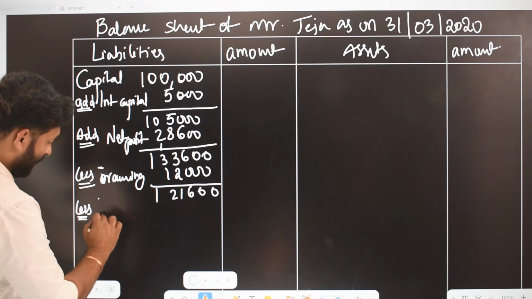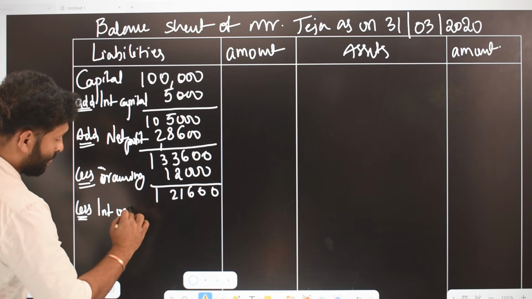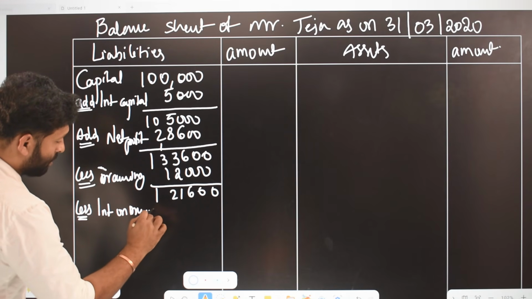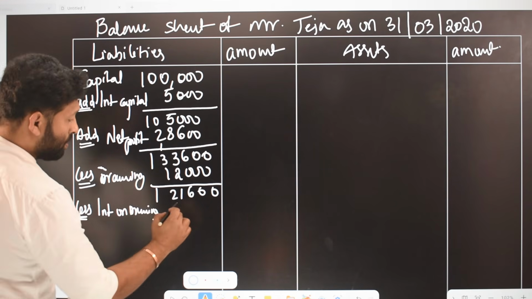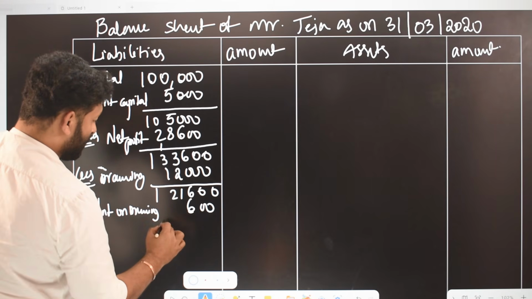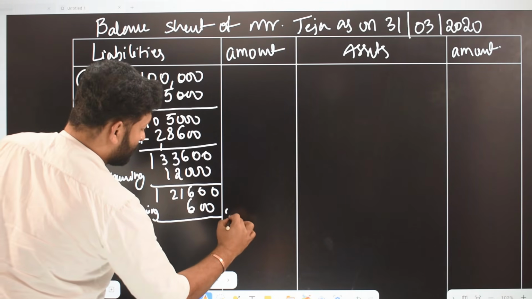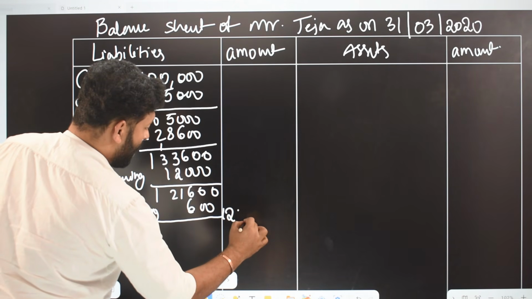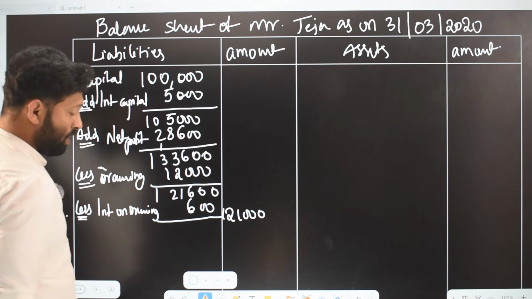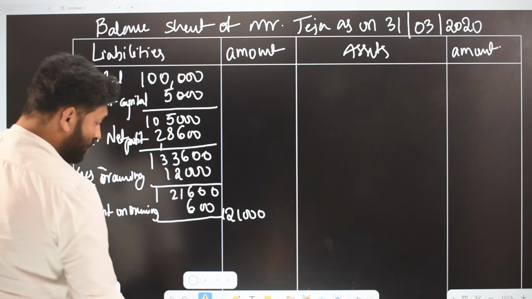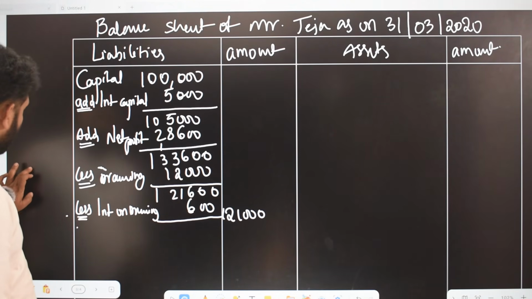Adjustment undi, interest on drawings. Interest on drawings is 600. So it is 1,21,000. Now see the other liabilities.